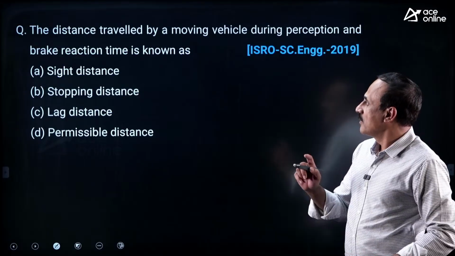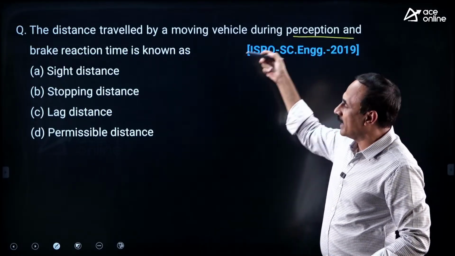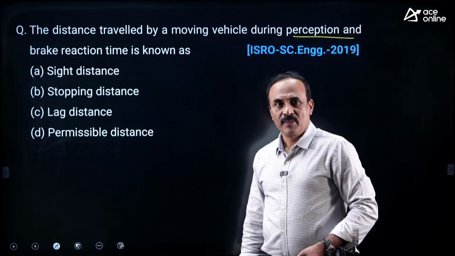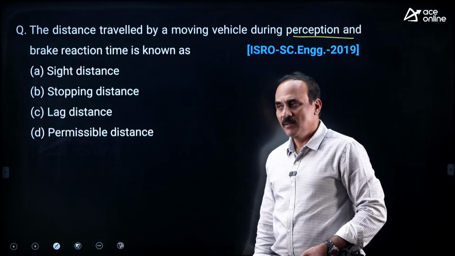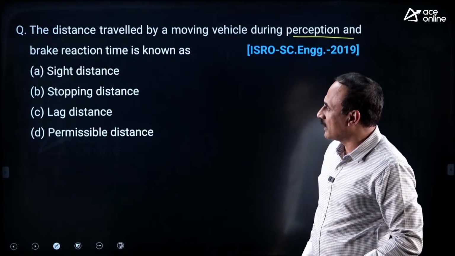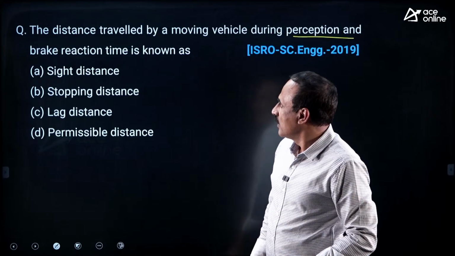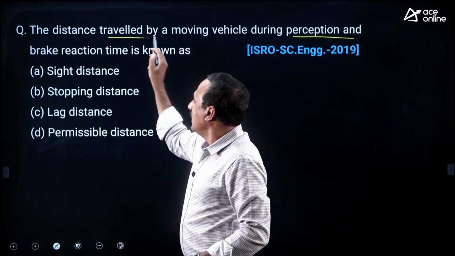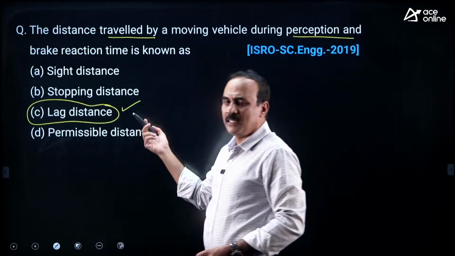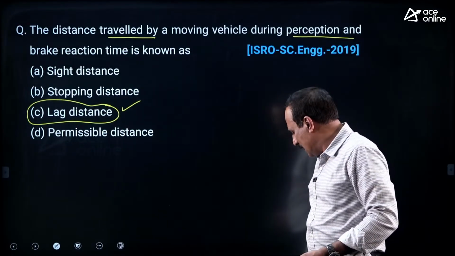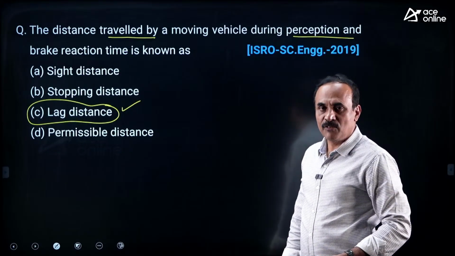Try this question. Distance travelled by a moving vehicle during the perception and brake reaction time is known as... Perception and brake reaction time, we call it perception reaction time. Distance travelled by a vehicle during the reaction time. Perception reaction time or reaction time, both are the same. It is called as lag, lag distance. Perfect, perfect. Whatever answer you are commenting is correct.